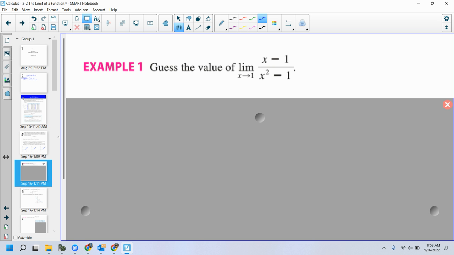Okay. All right, let's take a look here. I love this. Guess the value. I don't know. 4. Done. No, I don't even know what it is. You should look. The limit as x approaches 1 of x minus 1 over x squared minus 1.